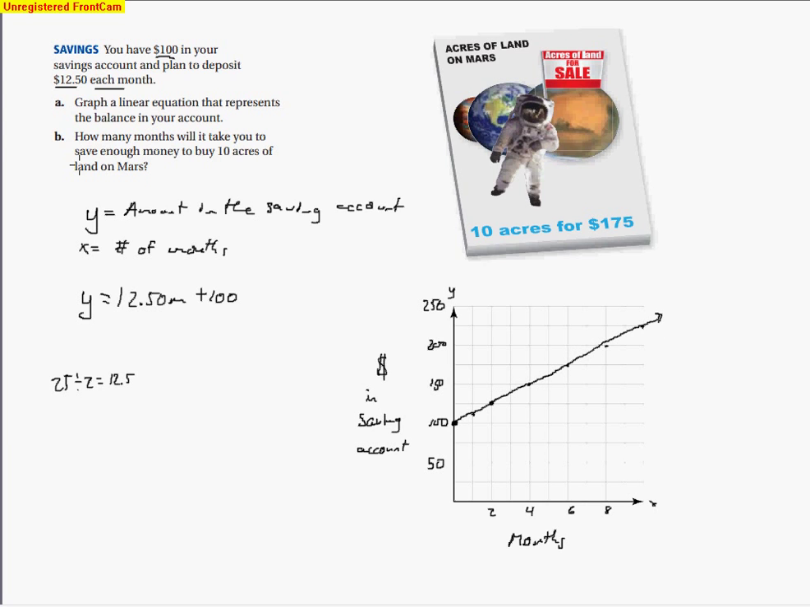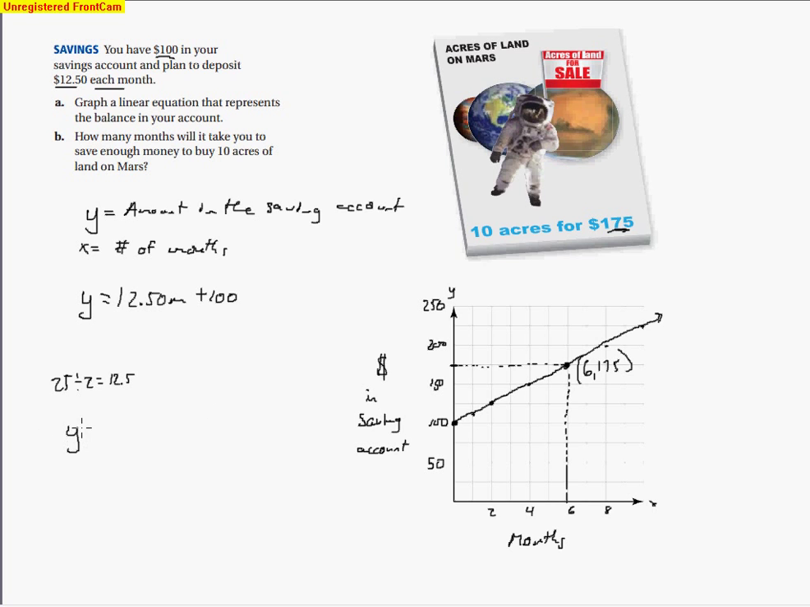So the next part says, how many months will it take you to save enough money to buy the 10 acres on Mars? Well, here it is, 10 acres on Mars for $175. So 175, that's at this line right here, and I'm going to carry it over to the line, and I hit the point right there. And then I'll carry it down to find out how many months that is. And that looks like it's 6 months. So at 6 months, we'll have $175, is what that ordered pair represents.